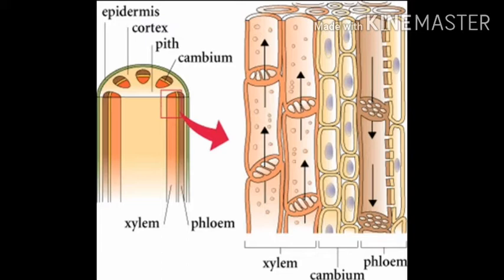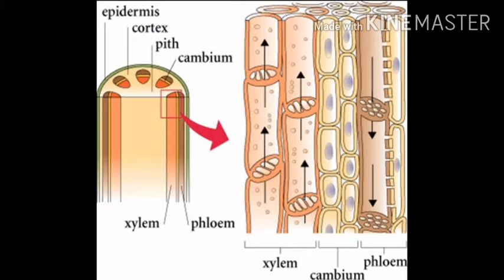In the chapter on tissue, as we have discussed until now, some tissues are made up of one type of cell, which look similar to each other. Such tissues are called simple permanent tissue.